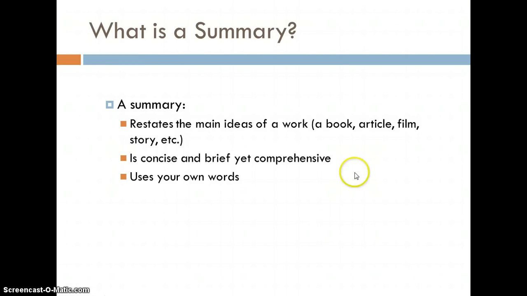A summary restates the main ideas of a work. This could be a book, an article, a chapter from a book, a film, a story, a movie, a video. It's concise and brief. So a summary has to be concise and brief. It's not too wordy, yet it's comprehensive. So it must include all of the main ideas as well as the most important details.